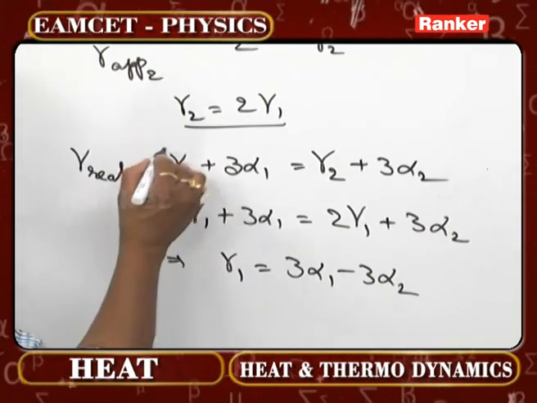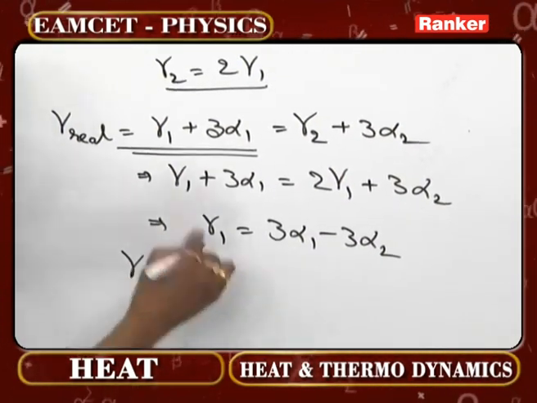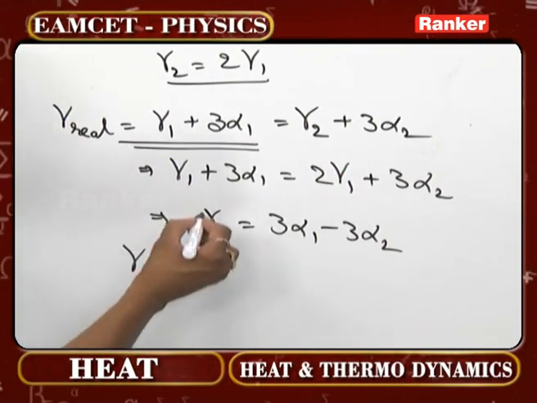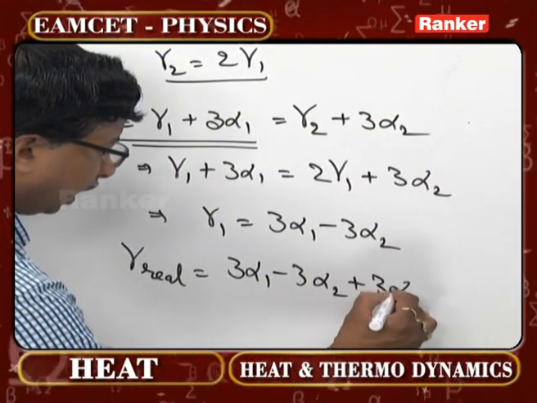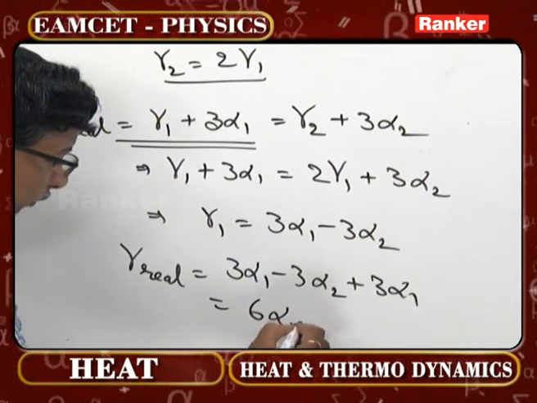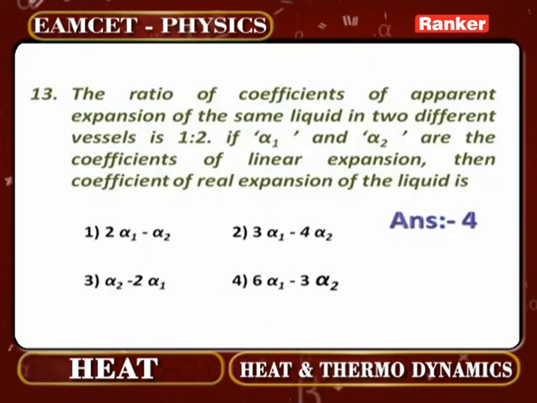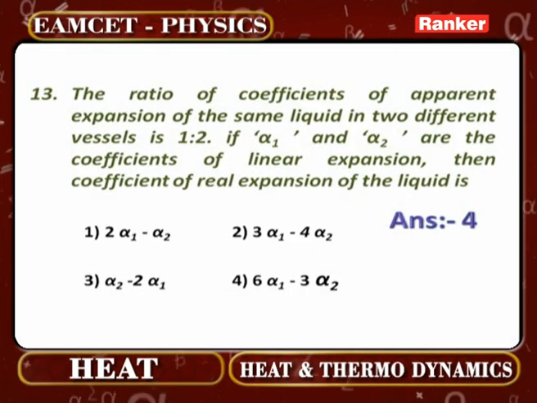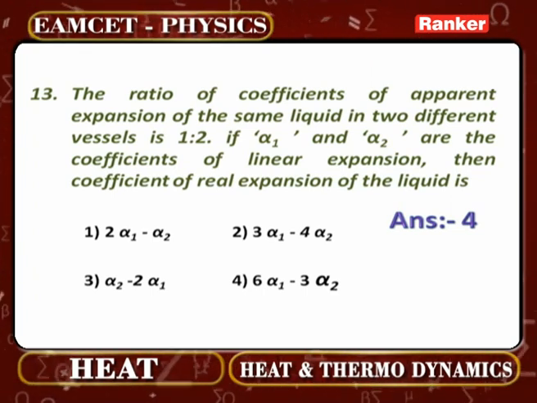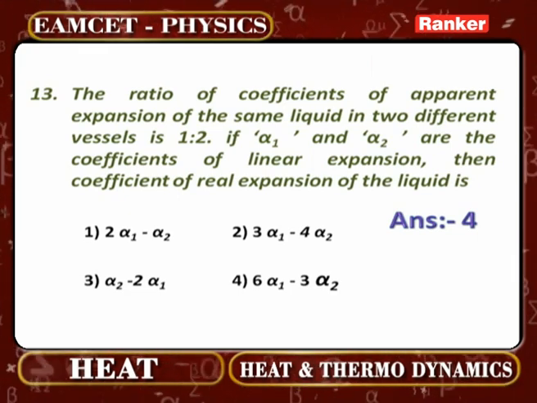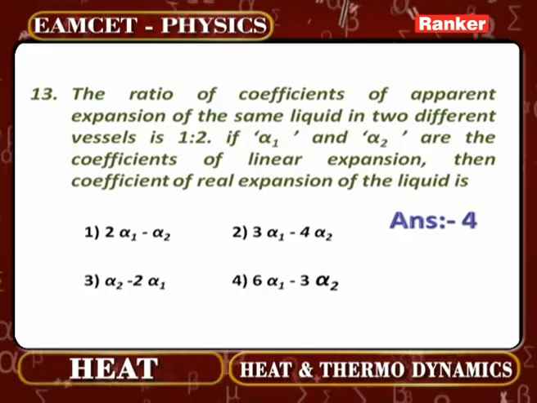Now you can understand gamma 1 is in the first equation for us. Therefore, gamma real is equal to gamma 1 plus 3 alpha 1. We can write 3 alpha 1 minus 3 alpha 2 plus 3 alpha 1. What will this value be now? 6 alpha 1 minus 3 alpha 2. Look at that equation once again. 6 alpha 1 we should have, and 3 alpha 2 with a negative sign. The fourth option exactly coincides with this calculation we have made for question number 13. So the fourth option is the right option for question number 13.